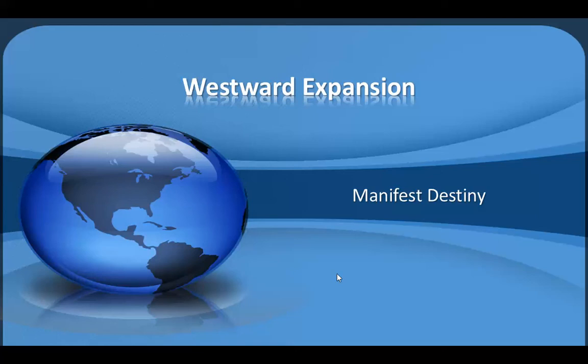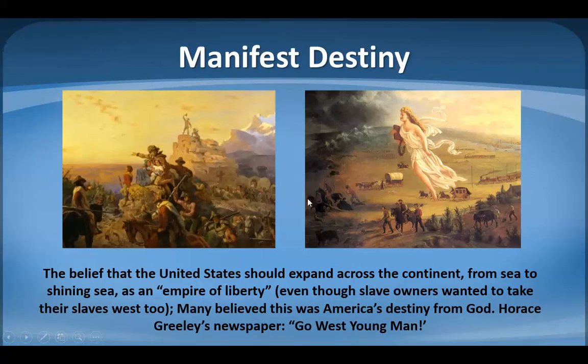All right, so our first step through the Manifest Destiny module is talking about what Manifest Destiny is and where it began. Manifest Destiny is this idea that the United States should go from the Atlantic Ocean to the Pacific Ocean, and we are doing this because that is what God has intended for this country. That's where destiny comes from.